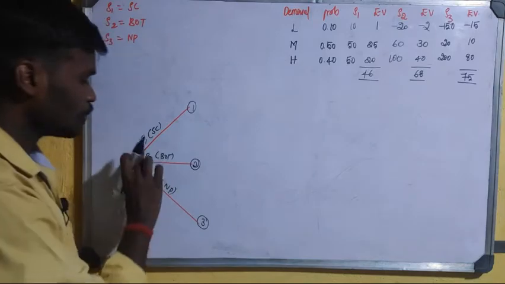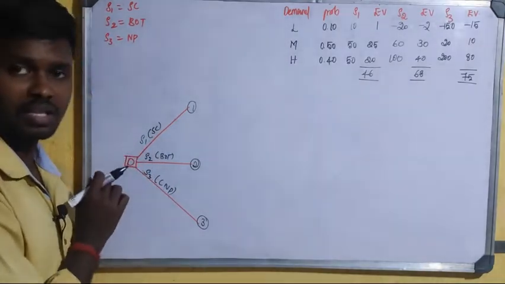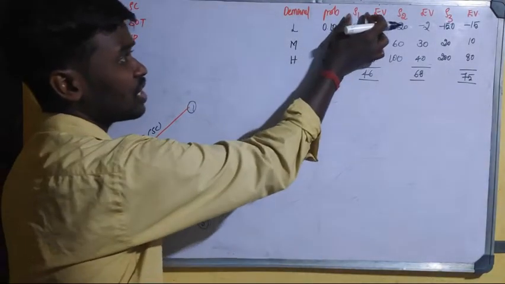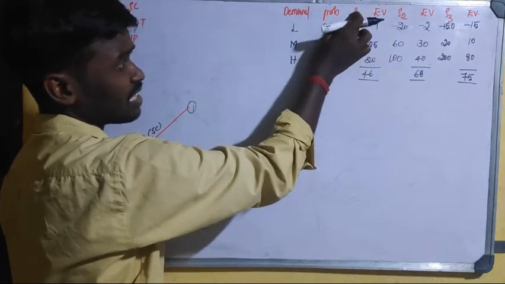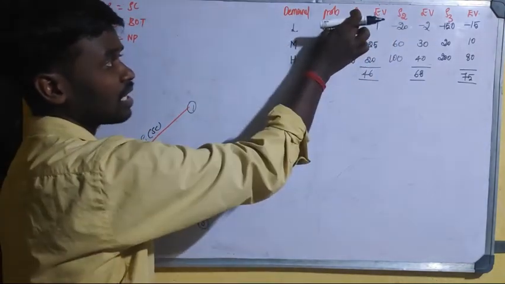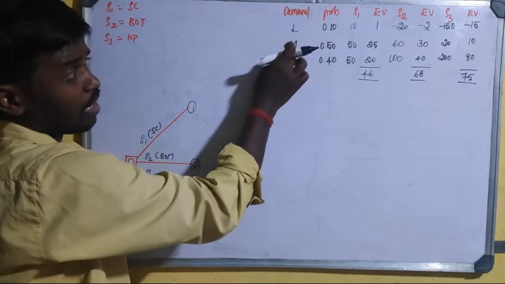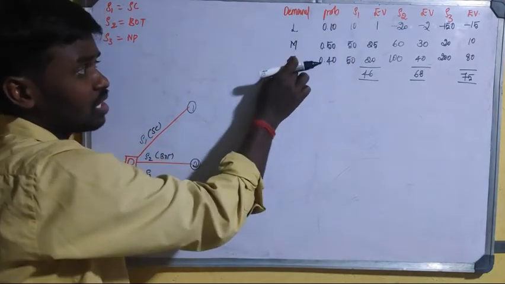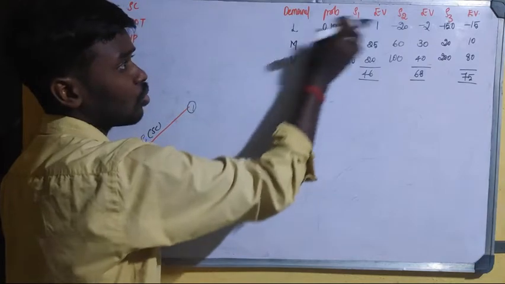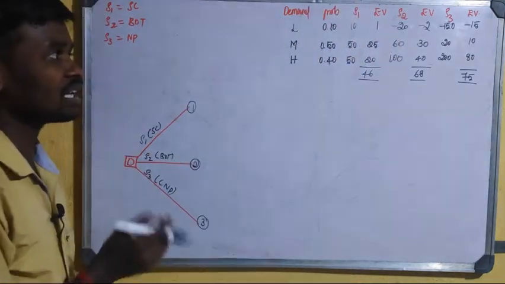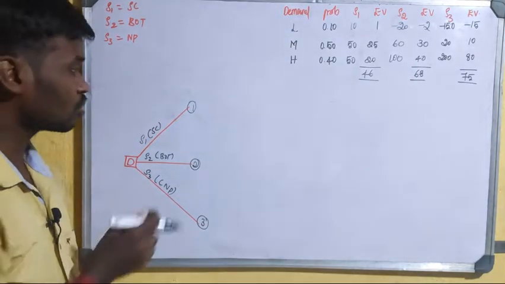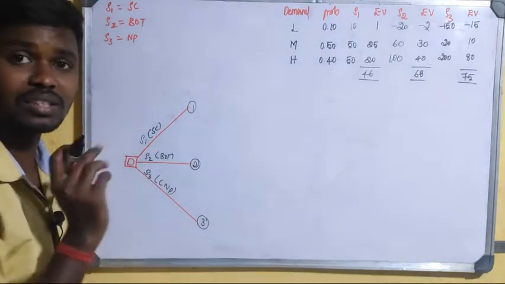So we have represented that graphically. Each and every alternative has three situations, that is S1 has low demand, S1 has medium demand and S1 has high demand. So similarly S2 low, S2 medium and S2 high. So similarly S3 low, medium and high. So each and every alternative has the three situations.